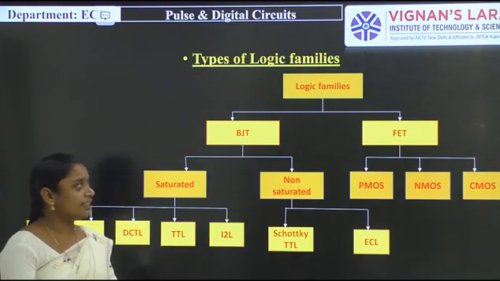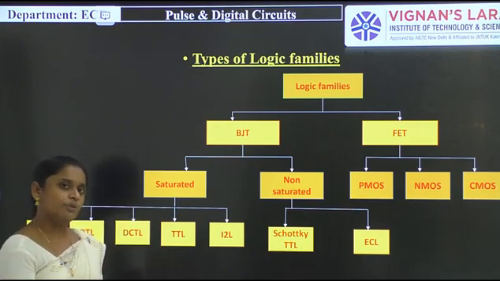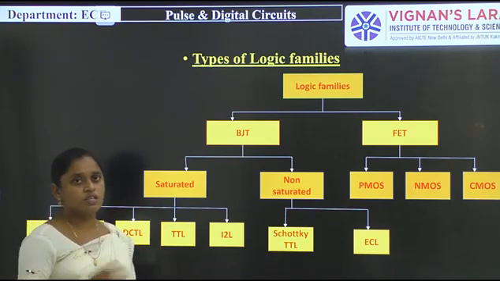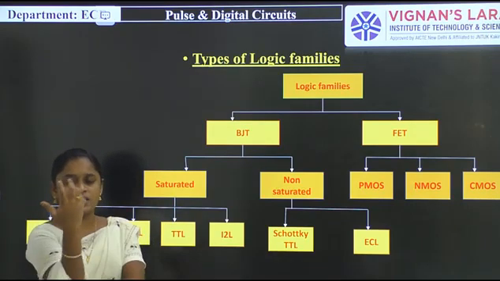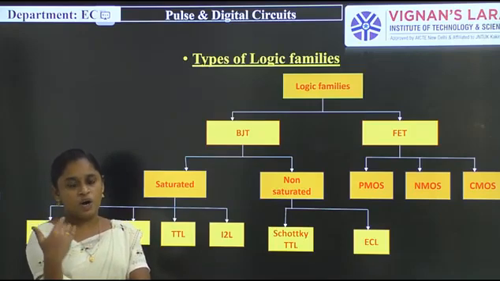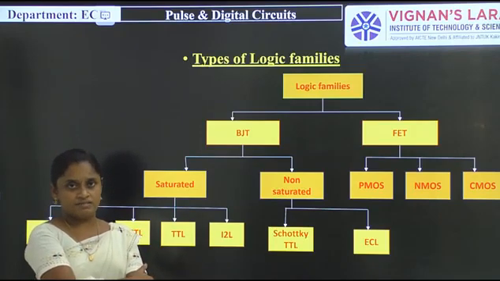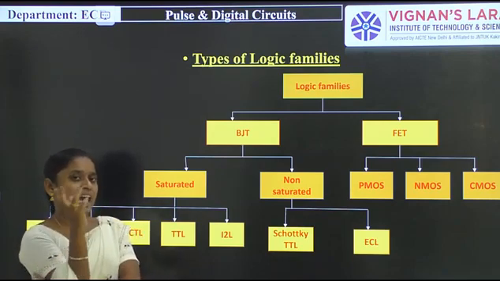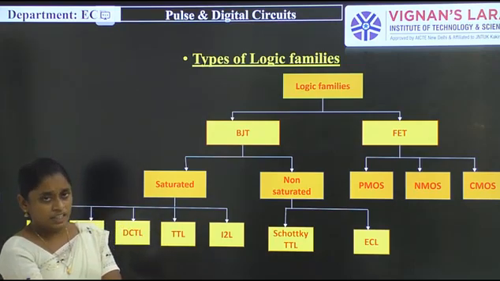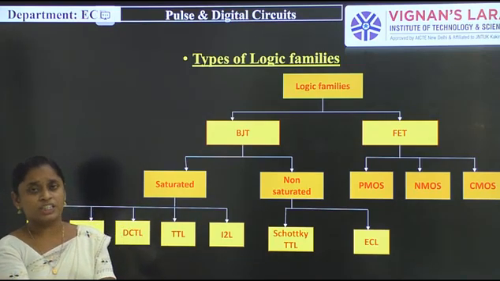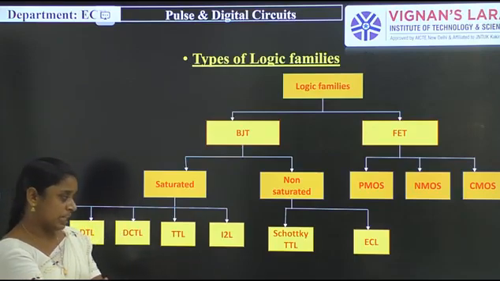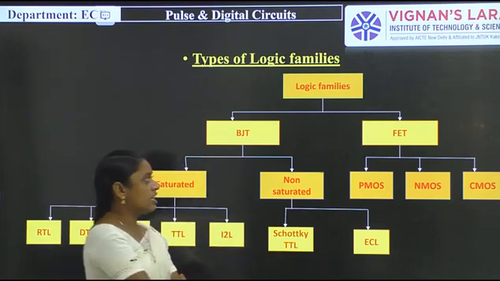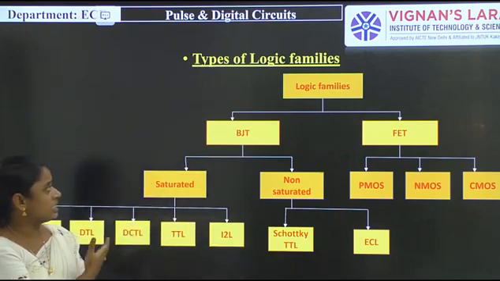And next, what are the types of logic families? How do we categorize these logic families? Simply based upon the elements used. In each logic gate, as we know, the logic gate is designed with diodes and transistors. Based upon that we categorize these logic families, that is by using BJT, bipolar junction transistor, and FET, field effect transistor.